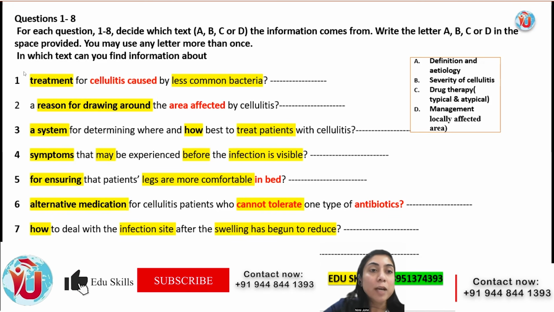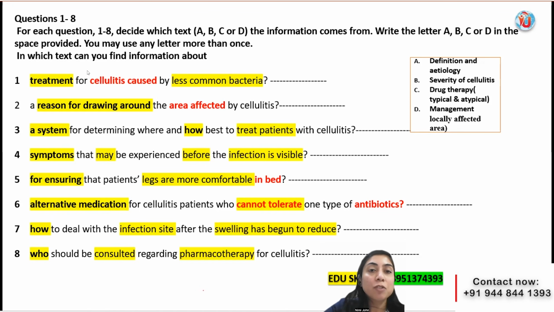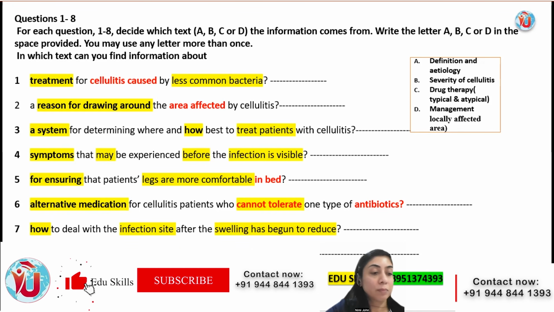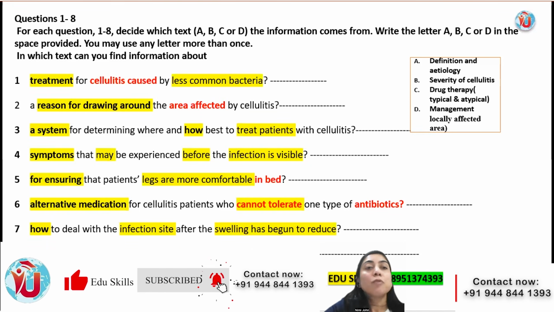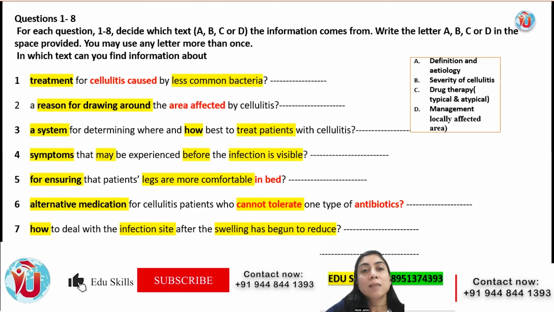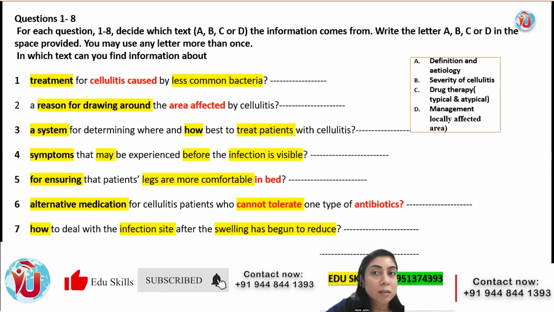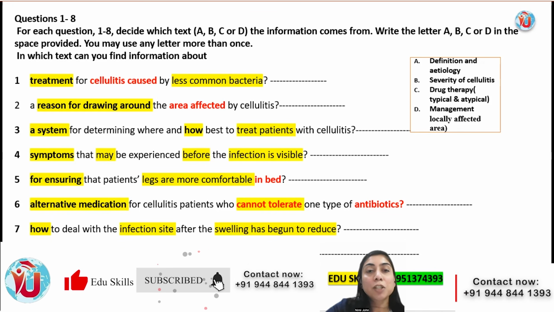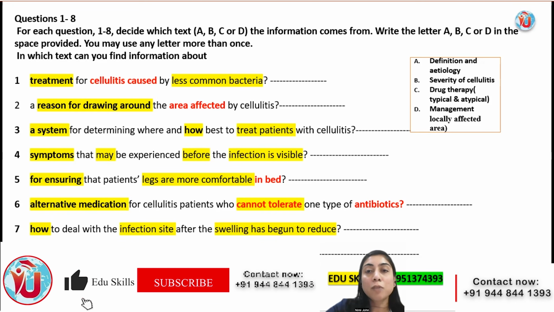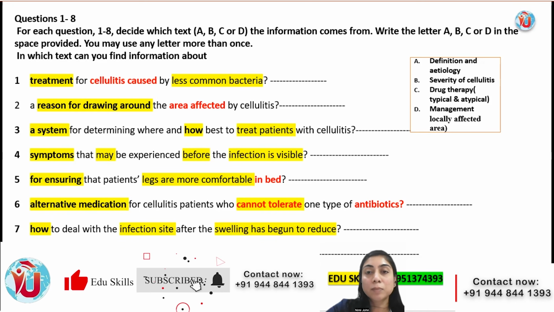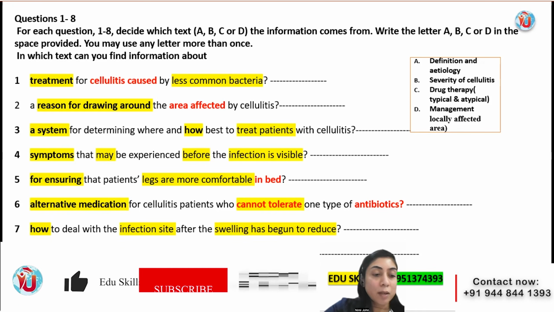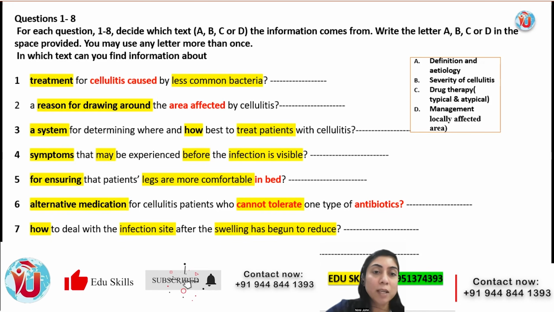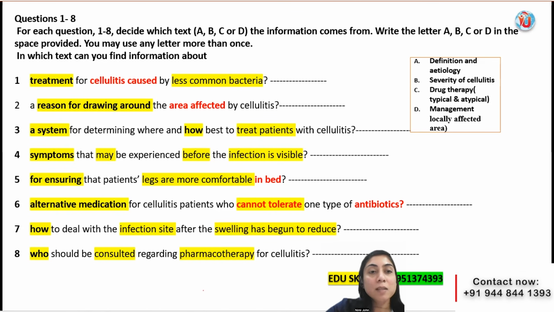Then fourth one, symptoms that may be experienced before the infection is visible. A. Then fifth one, for ensuring that patients' legs are more comfortable in bed. D, management. Then sixth, alternative medication for cellulitis, patient who cannot tolerate one type of antibiotic. C. Seventh one, how to deal with infection site after the swelling has begun to reduce. If any answer is in doubt, we will move to another one.